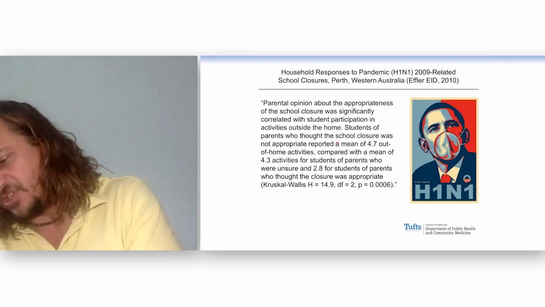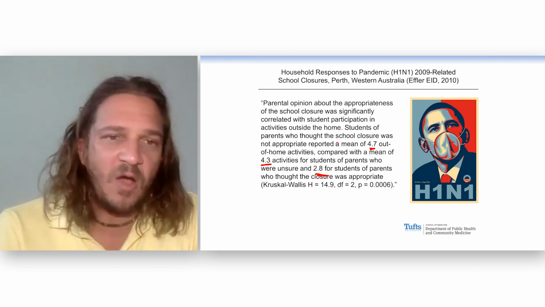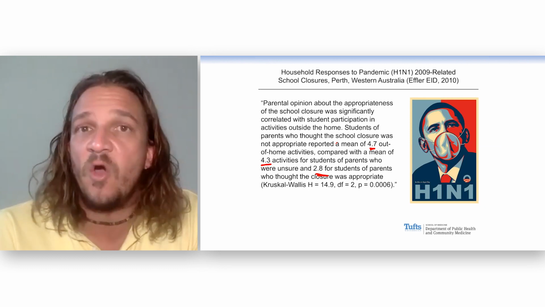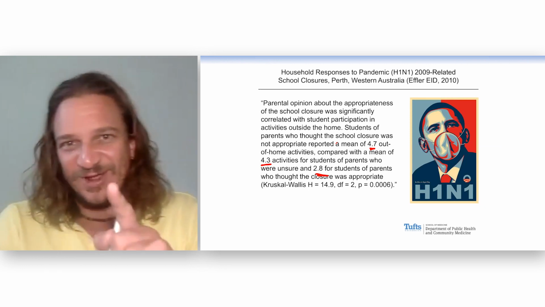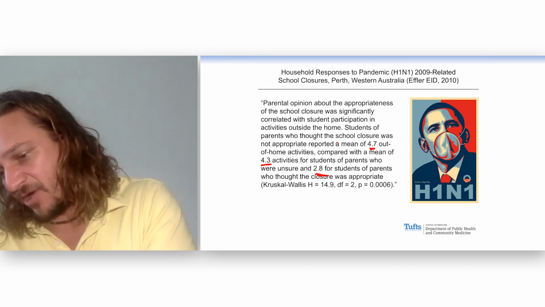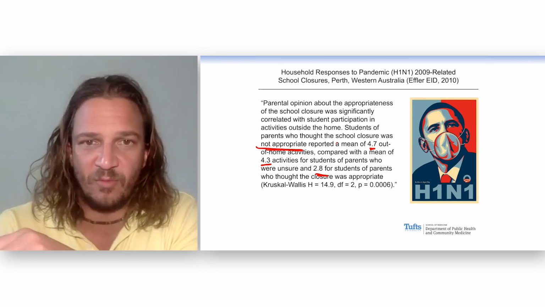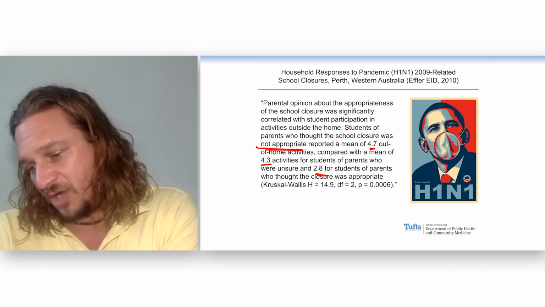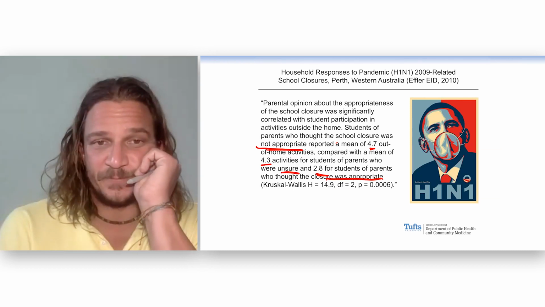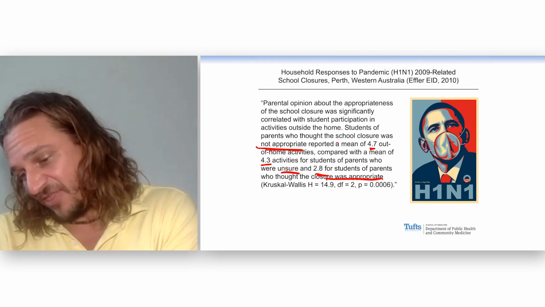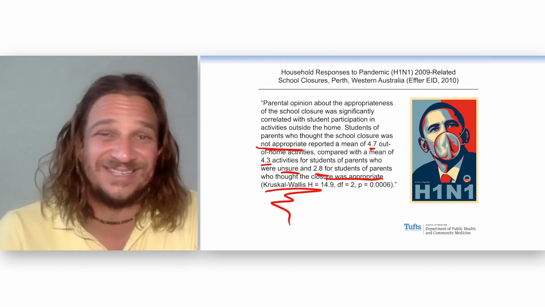And here we see some summary data of how often the kids did out-of-home activities, and the parents are split into two groups. Sorry, into three groups. Parents who thought the school closure was not appropriate, parents who were unsure, and parents who thought the closure was appropriate. Now, these researchers, I hope, they've looked at their data and decided it's not normal.